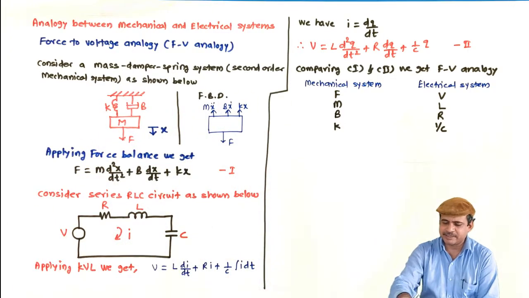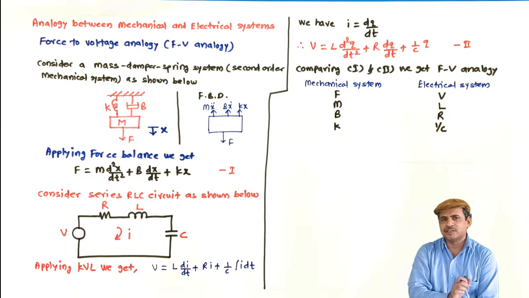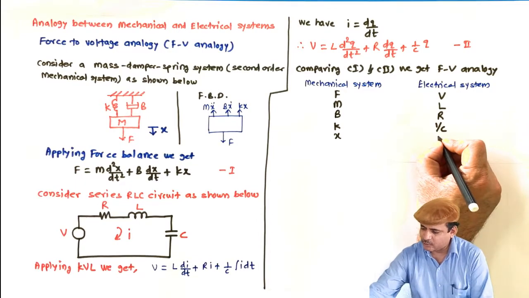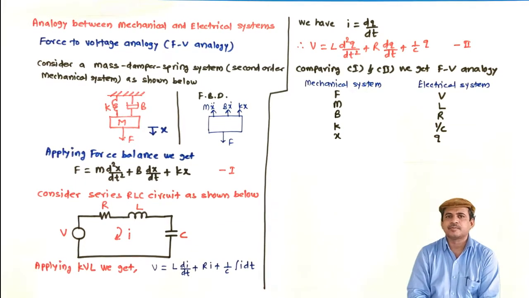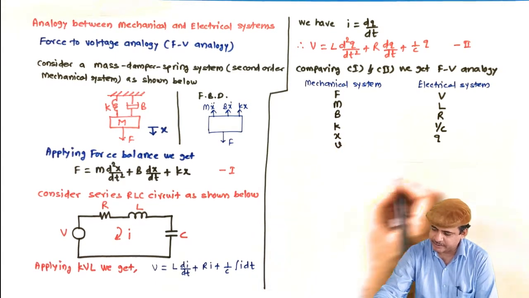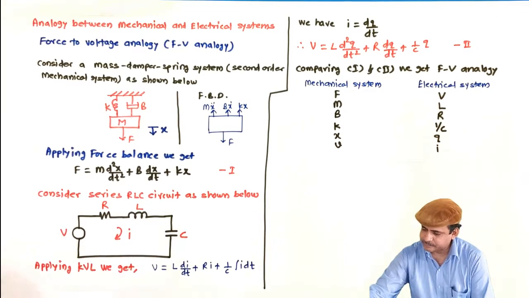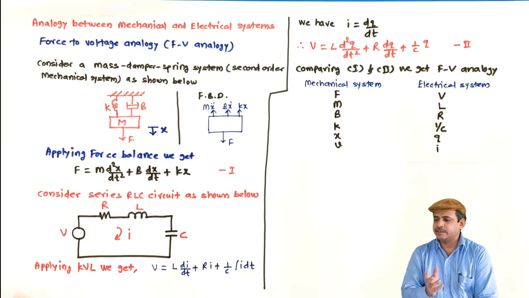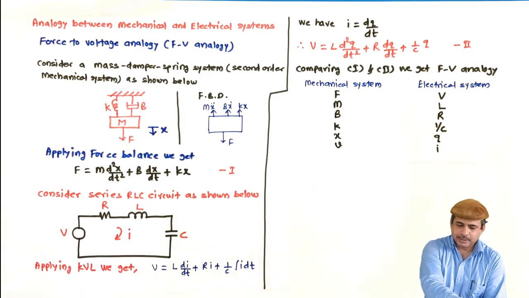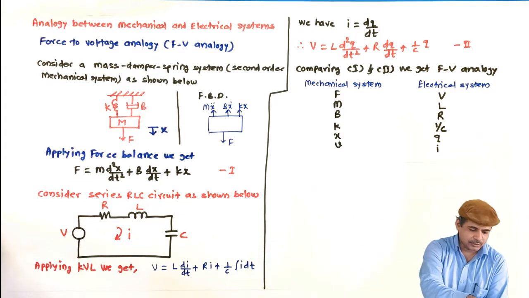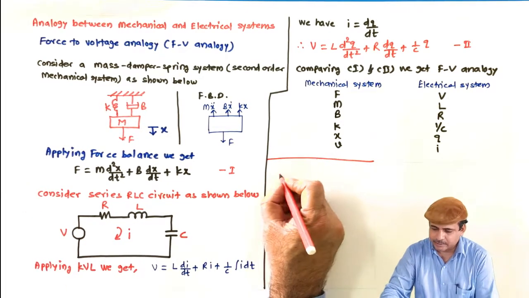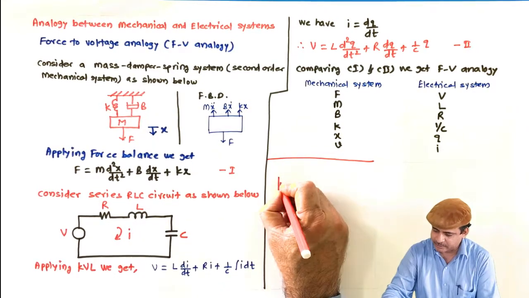These elements are done, but let us develop the analogy between variables as well. So here displacement x is analogous to the charge q, and I will consider dx by dt, that is velocity v, as analogous to current I. So this is the F2V analogy, and I will develop the torque to voltage analogy in the same way. Let us consider a similar system but rotational.